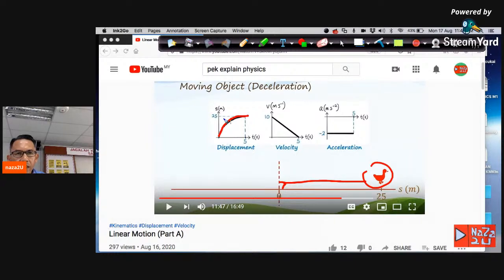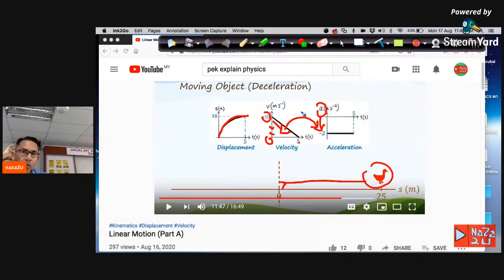Dia berada pada jarak 25 meter. So maksudnya kat sini daripada awal dia tu 10 meter per second. Lepas tu semakin kurang, sehinggalah pada saat yang kelima, V dia adalah kosong. So kalau kamu cari kecerunan kat sini, kecerunan dia adalah negatif. That's why acceleration is a negative.